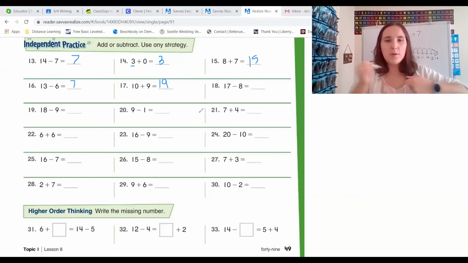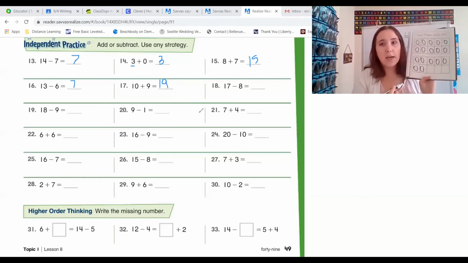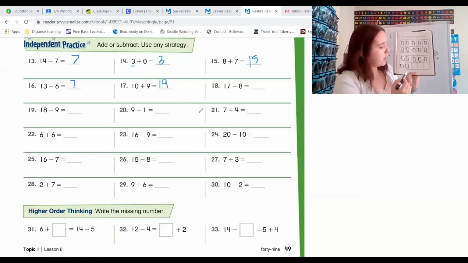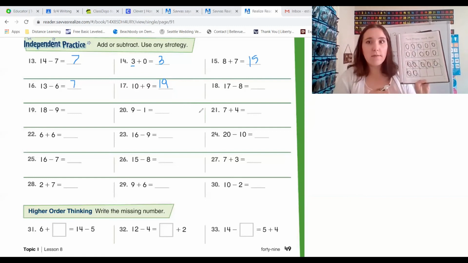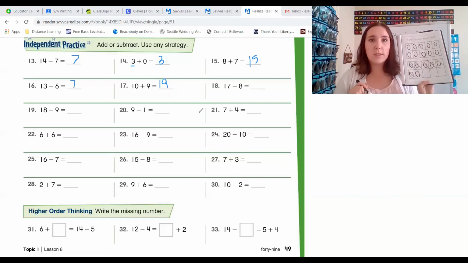And then number 18. I'm going to use my 10 frame. Okay, I have 17 counters. I'm going to take away 8 of them. I'm going to make a 10 though first. So I know that I need to clear off my bottom 10 frame. Let's see how many I'm going to clear off. 1, 2, 3, 4, 5, 6, 7. So I took away 7. Now I'm at 10. So 17 minus 7 was 10.